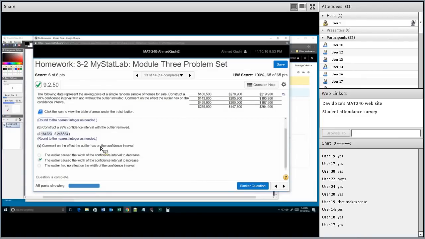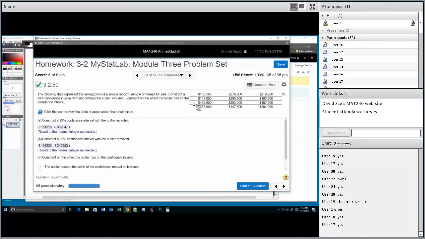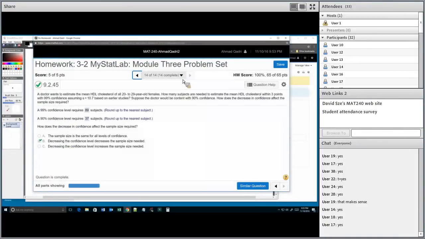Okay, so comment on the effect of the outlier. Well, the outlier caused the width of the confidence interval to increase. When the outlier is included, you get a wider confidence interval. Okay, that's it. And then let's go to the last problem.